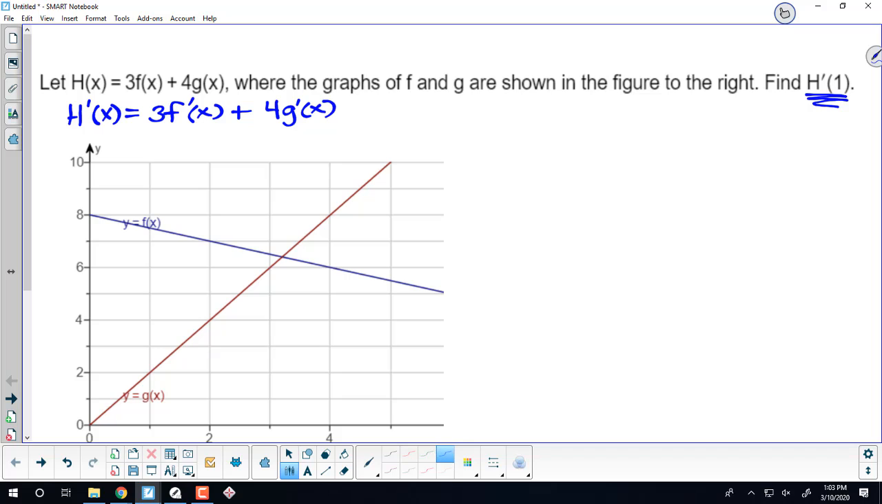So when we evaluate h prime of 1, we have 3 times f prime of 1 plus 4 times g prime of 1. And then we've got to recognize, if I'm asked what f prime of 1 is, I'm just asked at the x value of 1 on the function f, what is the slope of function f? Because that's what f prime measures, the slope of f at 1. So we go here at 1, and we go up to function f, and we ask, what's the slope of this function here at 1?